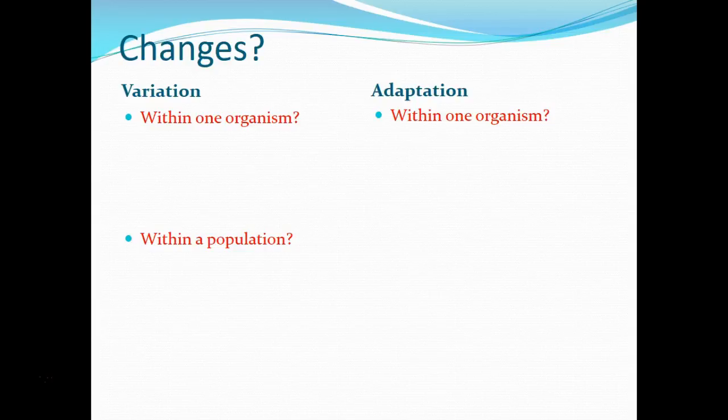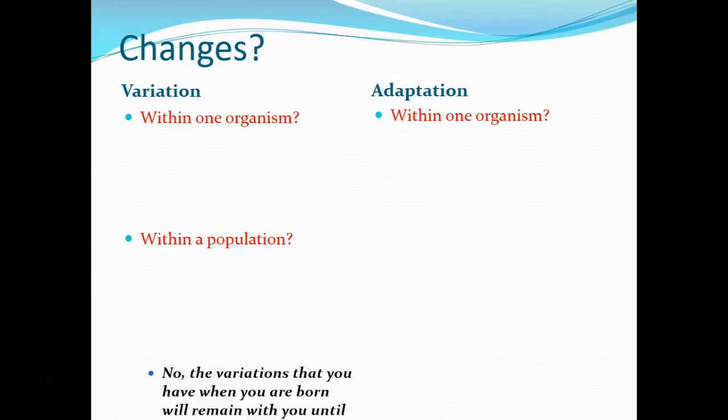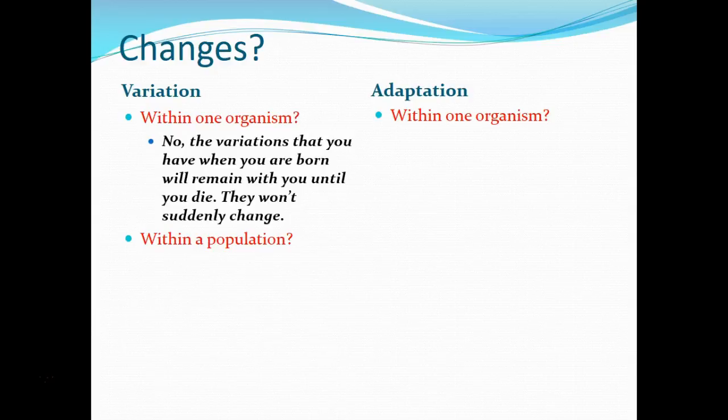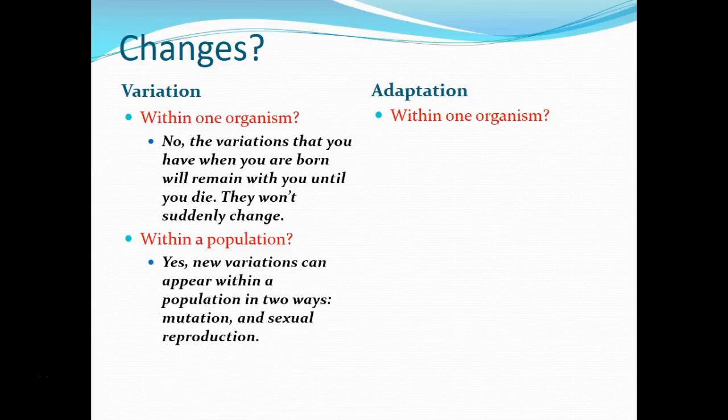So within one organism, can you have changes in variations? Well, no, because those variations were determined by the organism's DNA, and the DNA is not going to change. So they're stuck with those traits, those variations, until they die. But how about within a population? Well, again, because of things like sexual reproduction, mutations, crossing over, and independent assortment of alleles, you've got genetic variation, and that can then produce new variations in a population of living things.